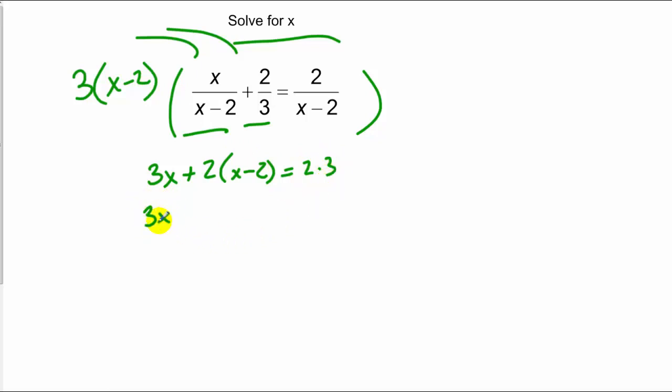Notice 3x plus 2x minus 4 equals 6. No x squared terms, which means I can just go ahead and solve. Add 4 to both sides.